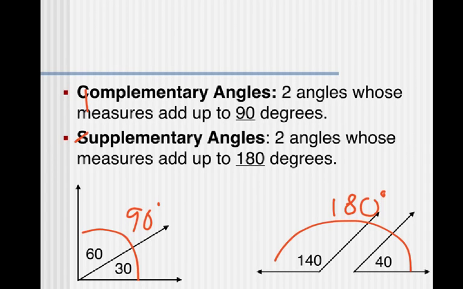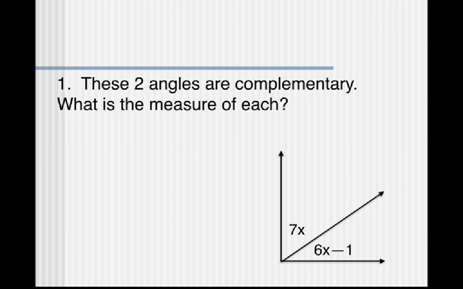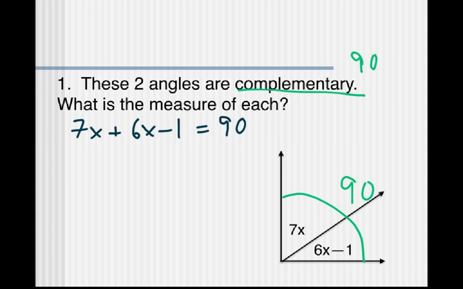Next, we're going to use facts about angle pairs to solve problems. Let's try question 1. These two angles are complementary. As you know, that means that they add up to 90 degrees. So let's add that information to your diagram. Together, they equal 90 degrees. Then translate that into an equation. Take a moment to solve for x, and pause the video while you do so. Press pause now.